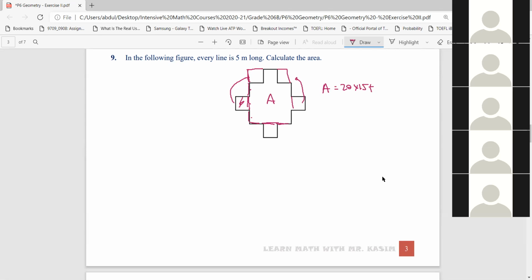Plus, actually, we need to also add this one, right? Because I didn't move this anywhere. So that's equal to 5 times 5. It's just a square. So that's equal to 20 times 15. It is 300 plus 5 times 5, 25. So the area of this figure is 325 square centimeters.